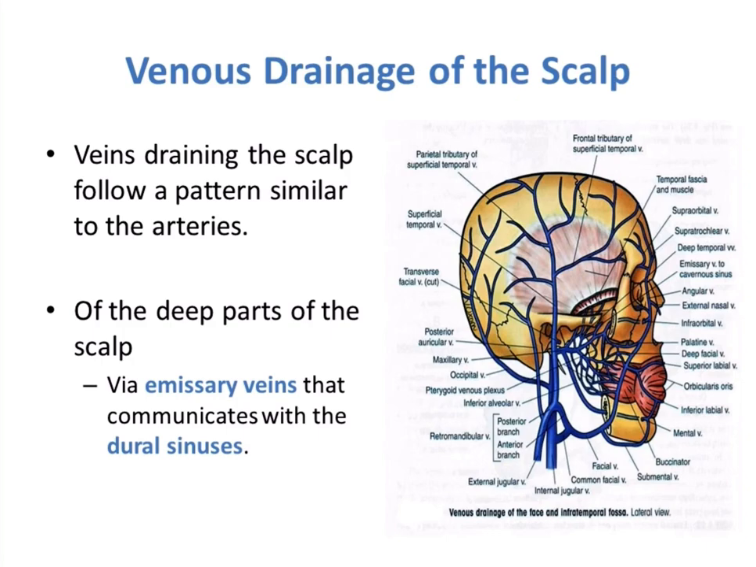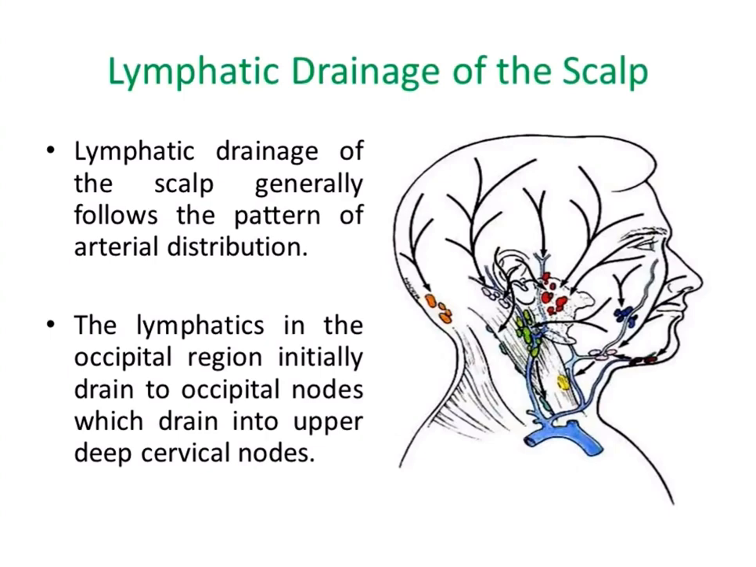The veins draining the scalp follow a pattern similar to the arteries, so the names of the veins are the same as the names of the arteries. Of the deep part of the scalp, the third and fourth layers, we have the emissary veins that communicate with the dural sinuses, or venous sinuses, inside the skull and the brain.